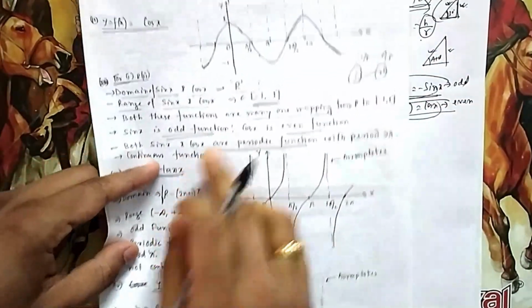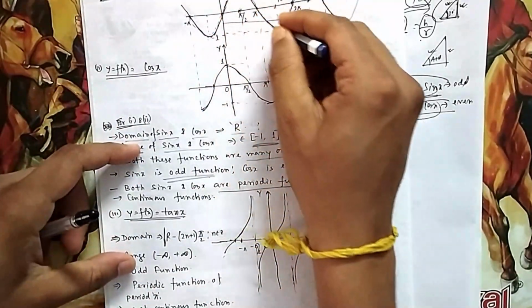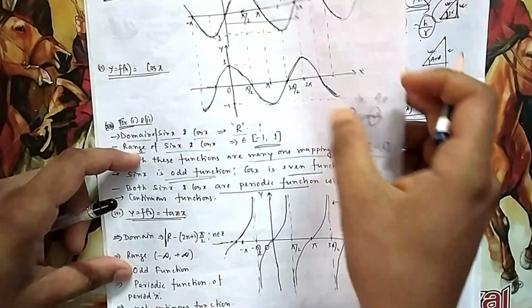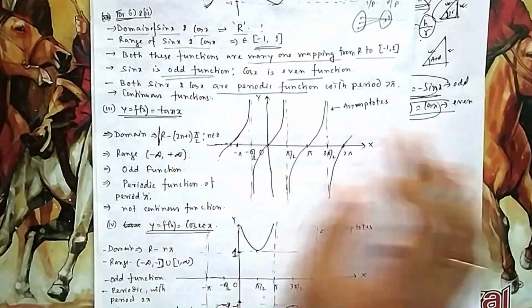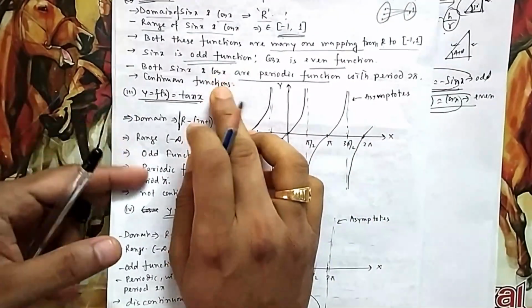And both are continuous. Continuous means if you take a pen, you can draw it continuously. There is no break point. You can draw it smoothly, continuous. Sudden break is not there. Again, that also has a definition and mathematical expression. We will not write it now. We will be doing it in calculus.